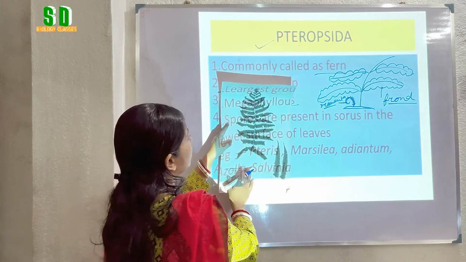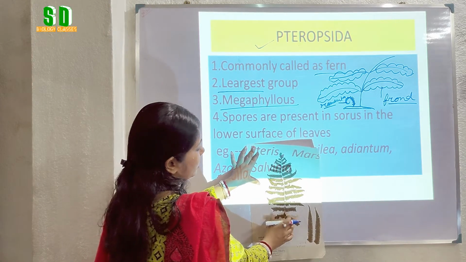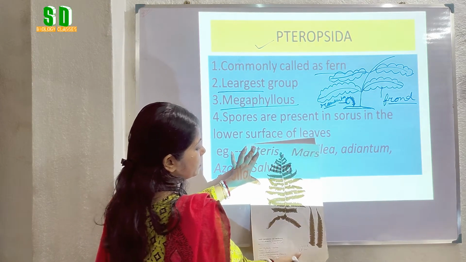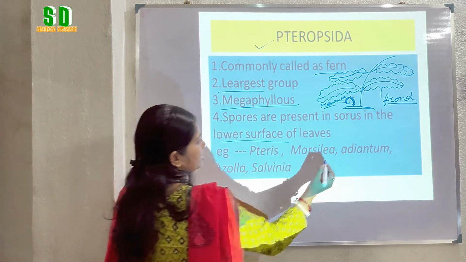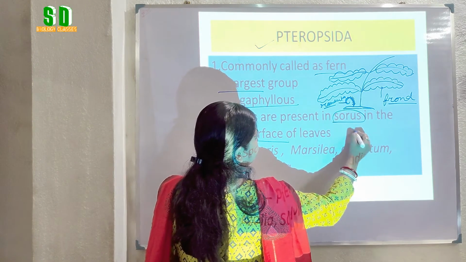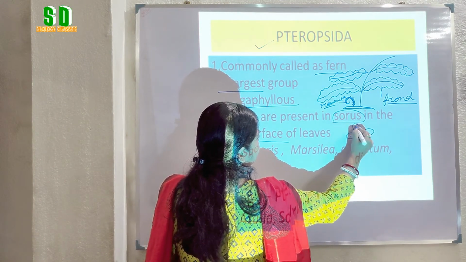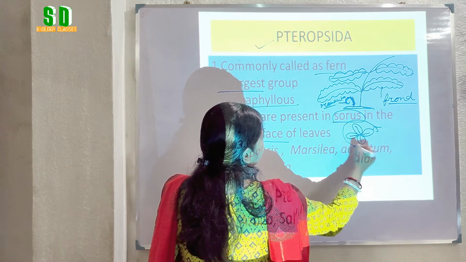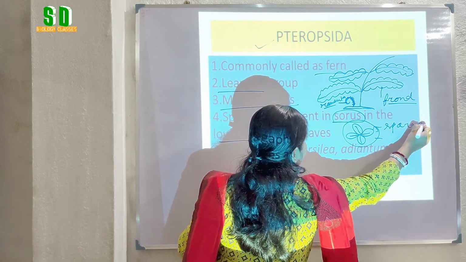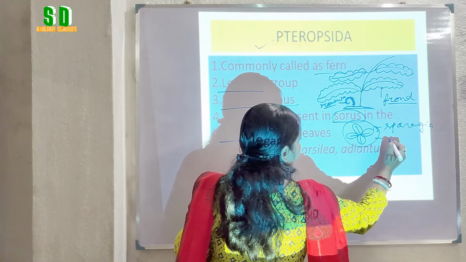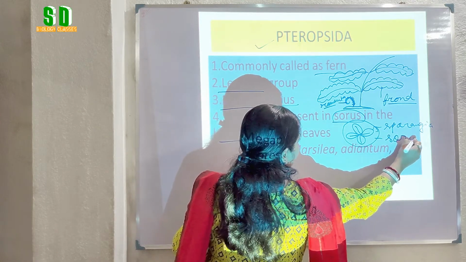This is Cristella dentata. Here you can see the megaphyllous leaves. And where are the sporangia present? Sporangia are present on the lower surface of the leaves in a sorus-like structure. So many sporangia are present, these are the sporangia that contain the spores, and together they form a small globular structure that is called a sorus.